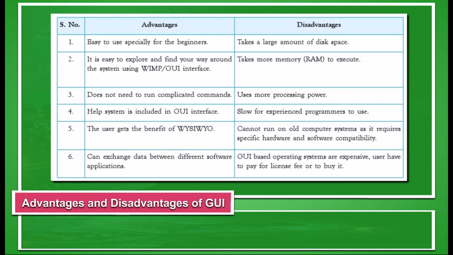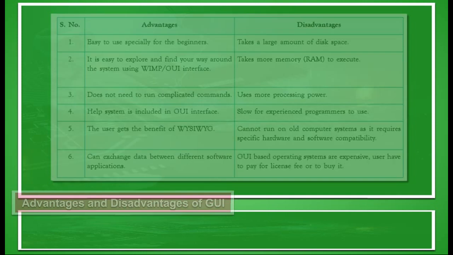Disadvantages: takes a large amount of disk space. Takes more memory, RAM, to execute. Uses more processing power. Slow for experienced programmers to use. Cannot run on old computer systems as it requires specific hardware and software compatibility. GUI-based operating systems are expensive. Users have to pay a license fee or to buy it.